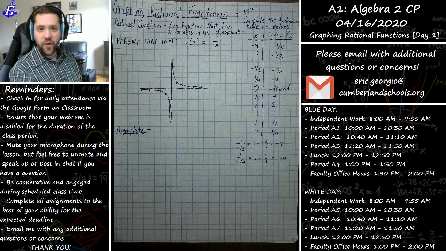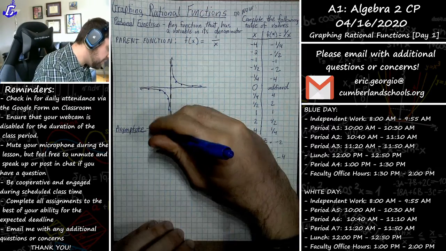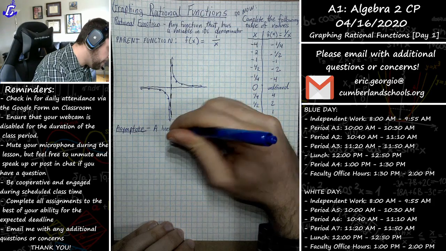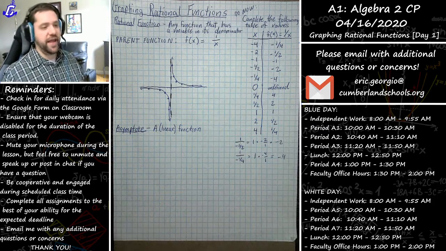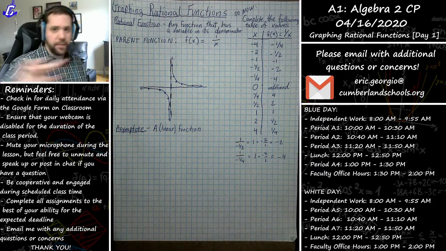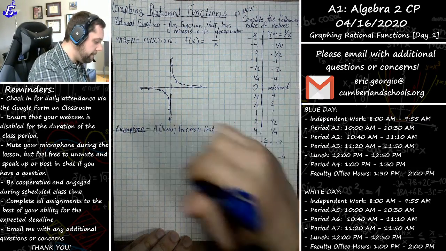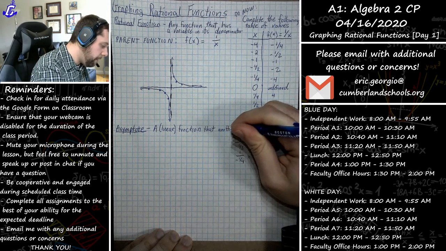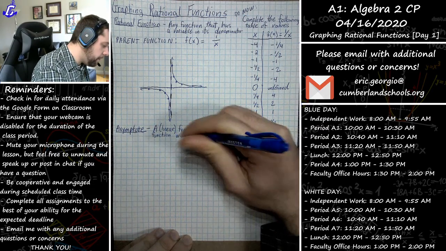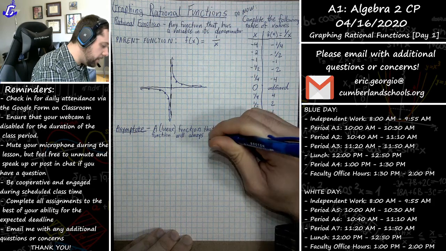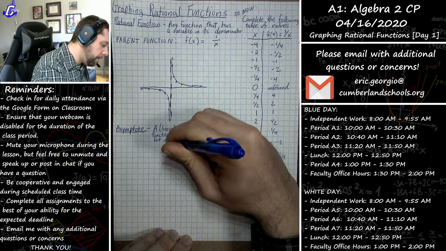It doesn't have to be a line, but for our purposes in Algebra 2 CP, it will be a linear function. It will be a straight line. I'm going to put linear in parentheses because it doesn't necessarily have to be. You can get higher up in math and deal with parabolic asymptotes. We're not going to go there, but they do exist. That another function will always approach but never equal.